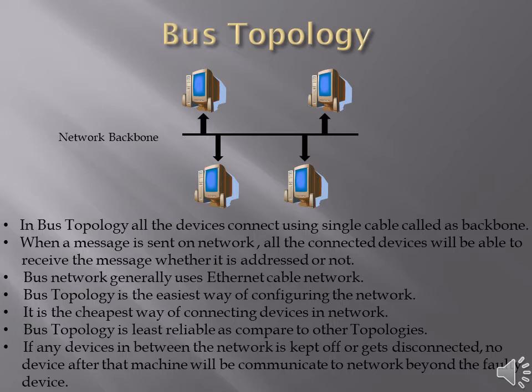Bus topology is the easiest way of configuring the network. It is the cheapest way of connecting devices in the network. Bus topology is least reliable as compared to other topologies. If any device in between the network is kept off or gets disconnected, no device after that machine will be able to communicate to network beyond the faulty device. As per the points discussed in this slide, you can see the security and reliability is the major disadvantage of bus topology.